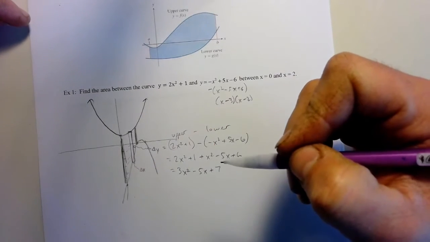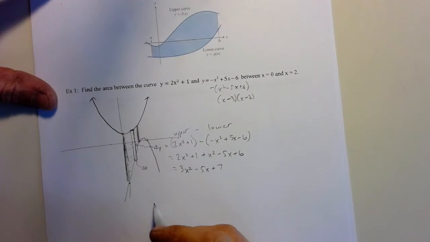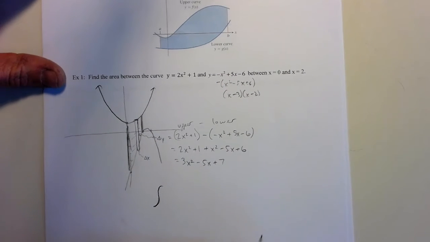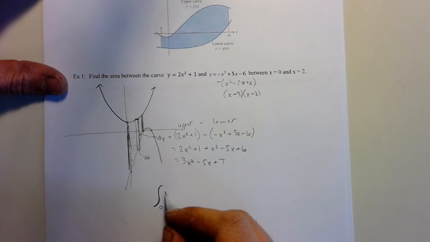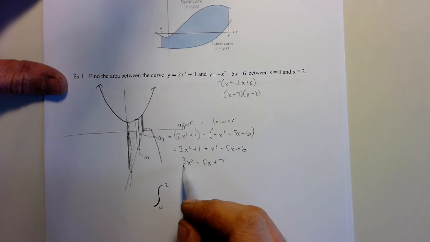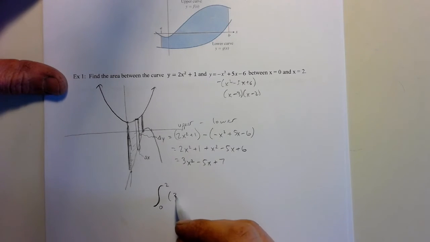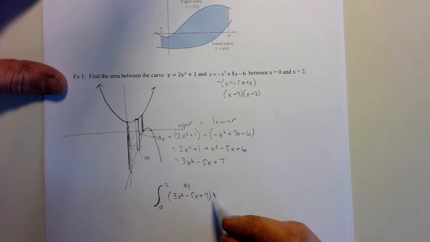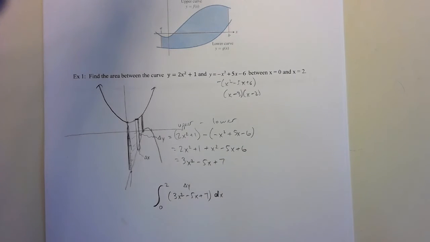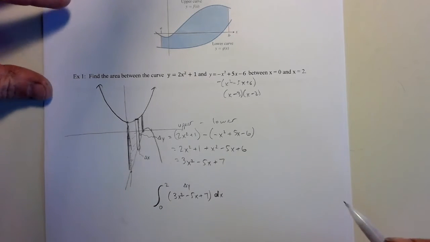Okay, so let's add up all the rectangles. Remember that this integral symbol, this elongated s, tells us to add up all the rectangles we have over the interval from 0 to 2. The height of the rectangles is 3x squared minus 5x plus 7. That's my delta y right there. And my change in x is just an infinitely small change. That's what the dx represents. So at this point, let's go find that area.